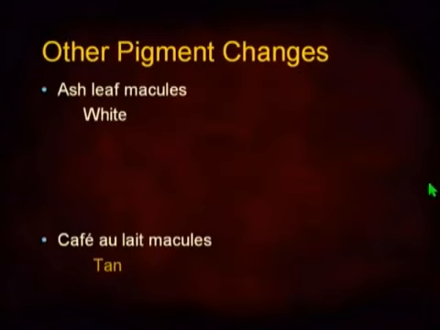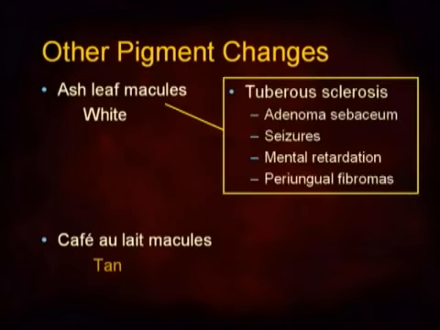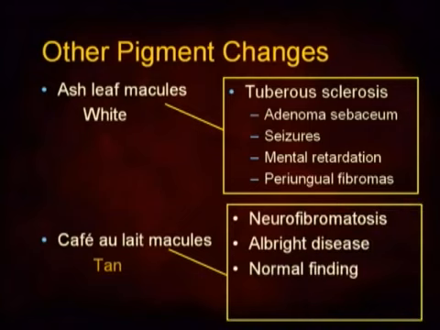In terms of other pigment changes, ash leaf macules are hypopigmented or white, and I know that everybody is thinking about tuberous sclerosis when they hear ash leaf macules. Remember that has a constellation of other findings, including adenoma sebaceum, which are those angiofibromas that are located around the nose in particular. These patients have seizures and mental retardation, and also periungual fibromas. And then when you hear cafe au lait macules, I know you're thinking of neurofibromatosis.